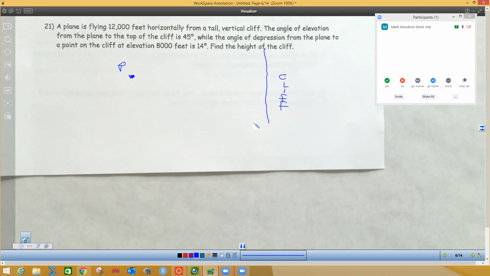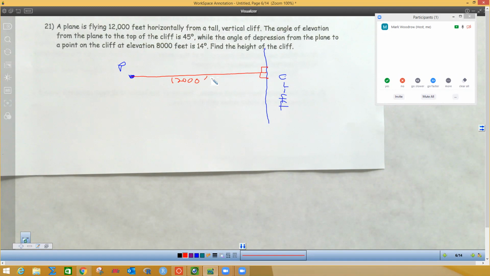It says it's 12,000 feet horizontally. What's horizontal mean? That's how we are when we lay down. That's parallel to the ground. So in other words, going from here over to the cliff, this is 12,000 feet.